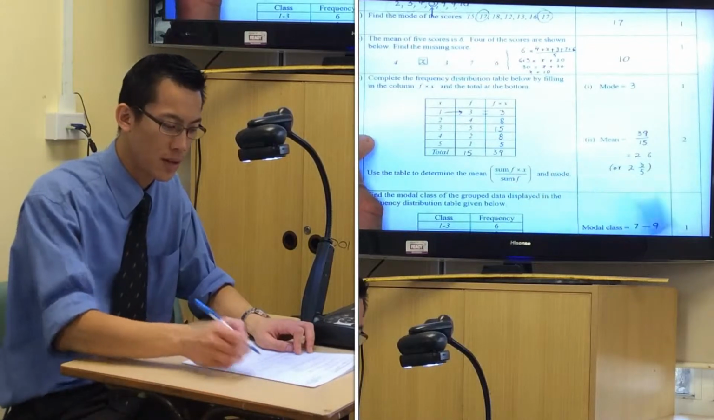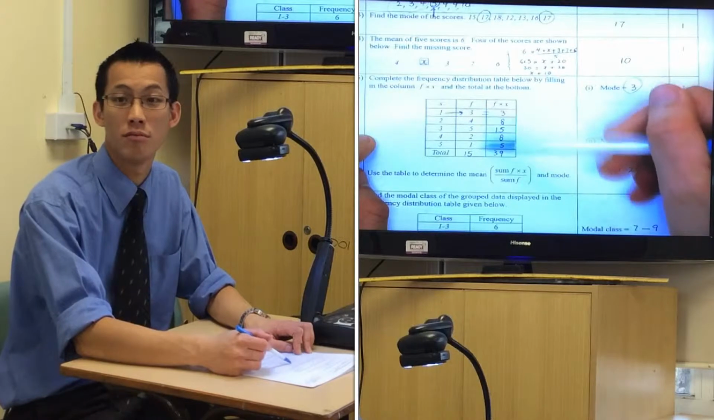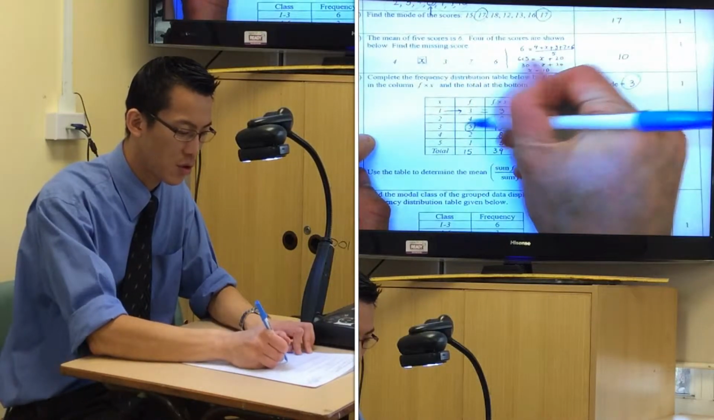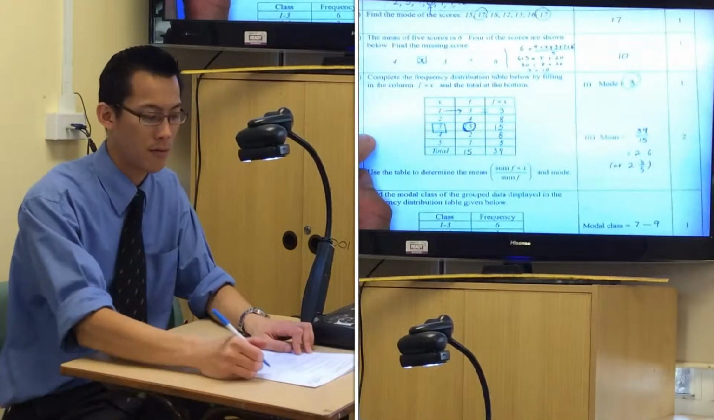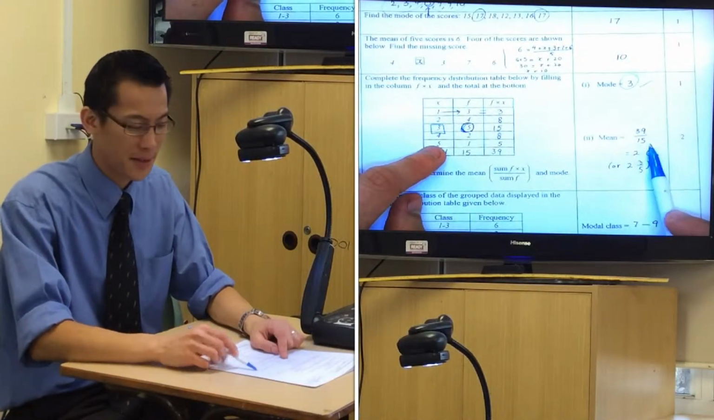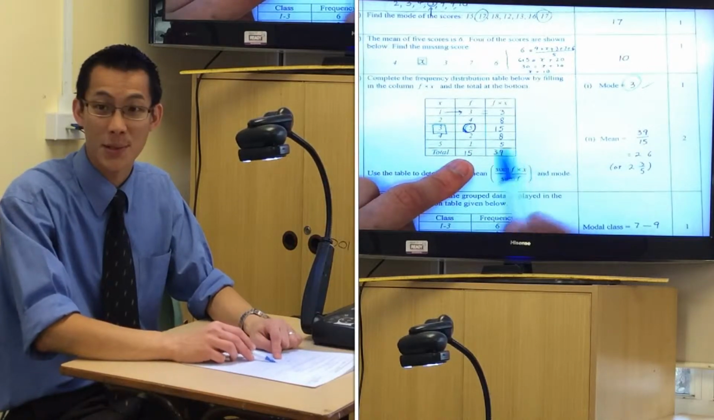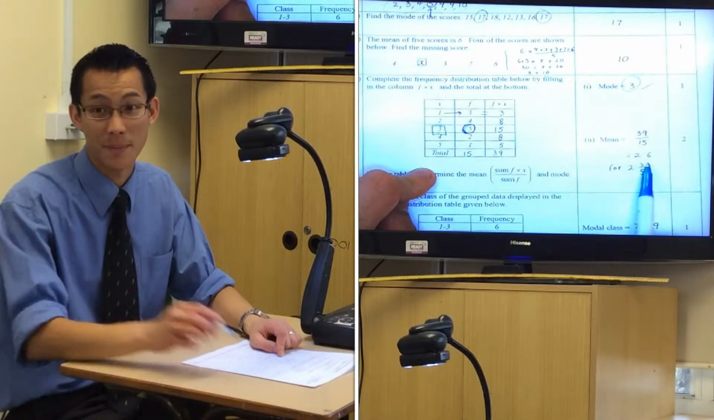So what you had to do was, well, the mode is not too hard to work out. You just look at the most common score. The most common score, the highest frequency, is 5. So the score that corresponds to that is the 3. That's the mode. The mean is, you have to divide all the scores added up over how many scores there are, and that's where 2.6 comes from.